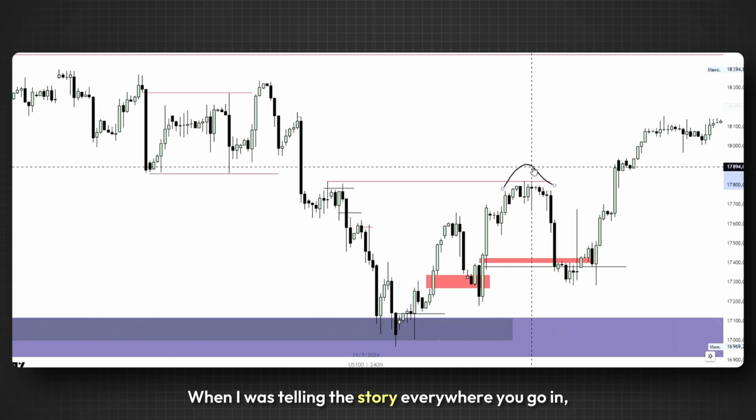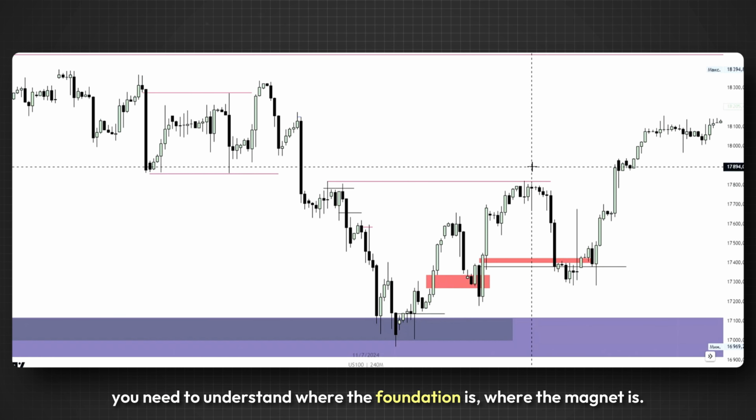When I was telling the story, everywhere you go in, you need to understand where the foundation is, where the magnet is. So it's an analogy within the gap theory, let's say. And here, in this moment, why is here the zone of greatest resistance? Because we have here liquidity sweeps. We have here elements of smart money. We have here rebalanced gaps. And plus, as a complement, structure breakdowns, that is, the market indicates the intention to move higher.